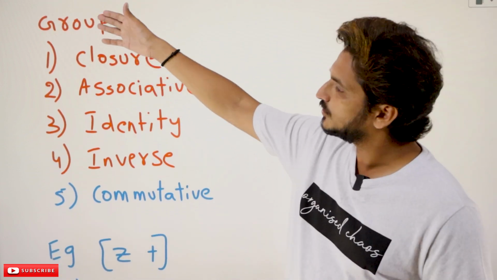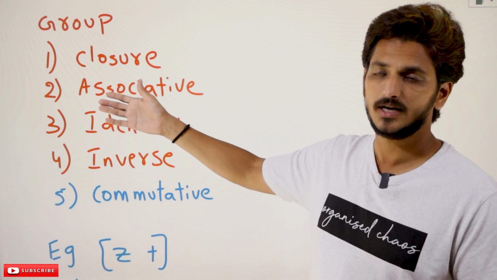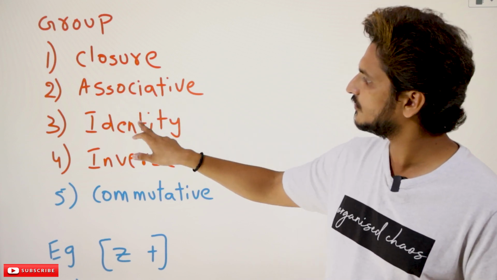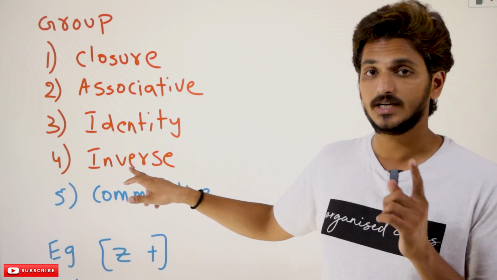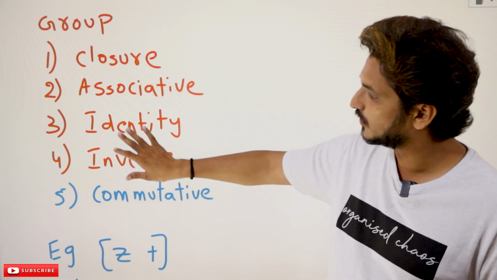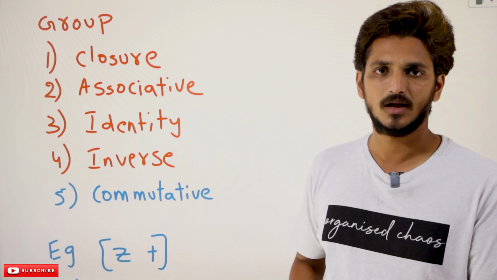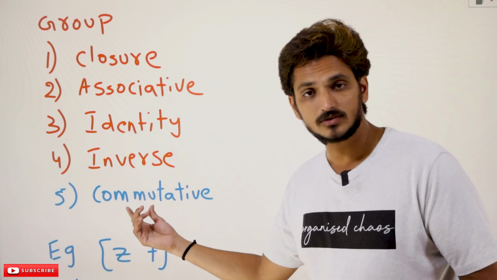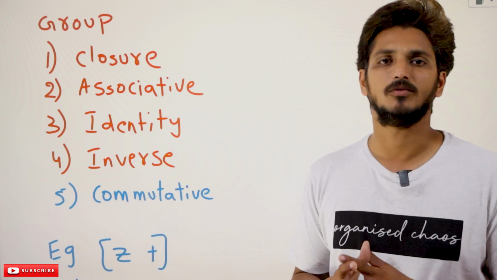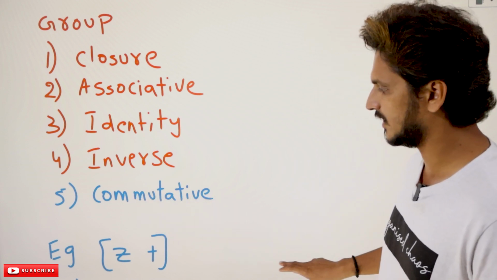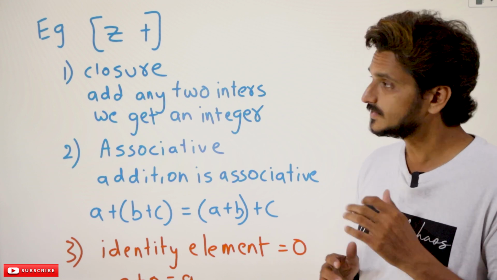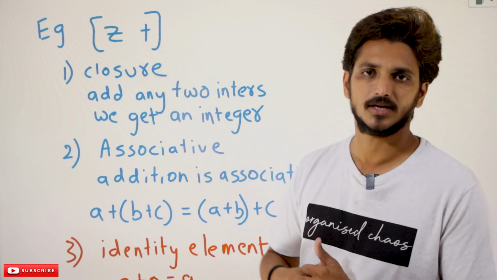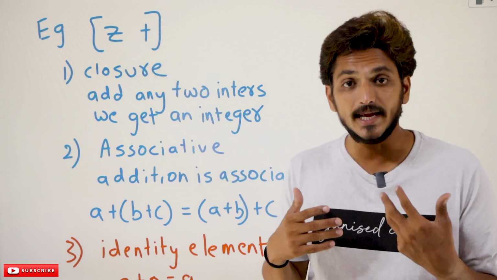For a group, you need to check four conditions. What are those four conditions? Closure, associative, identity element should be there, and inverse should be there for each and every element. If it satisfies these four, we say it is a group. If the fifth one is also satisfied, we say it is an Abelian group. What is the fifth one? Commutative property.